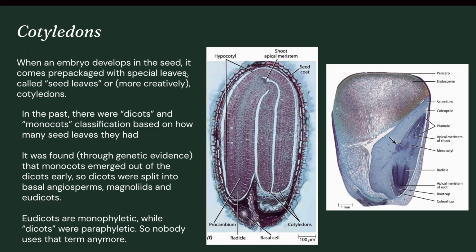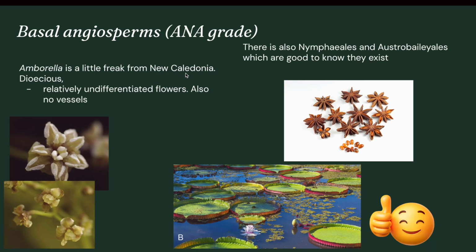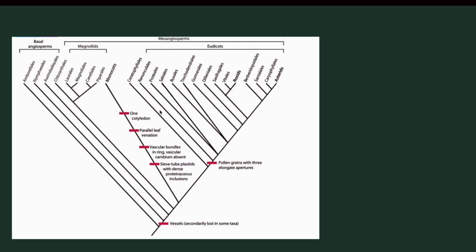But then, as people were conducting molecular genetic studies of evolution, it was found that dicots were not a monophyletic group. That is, monocots actually emerged out of the dicots, after the basal angiosperms and Magnoliids split off. So therefore, the term dicot was dropped because we don't really like paraphyletic groups, we like clades. And so we formed 3 separate clades from within the dicots.